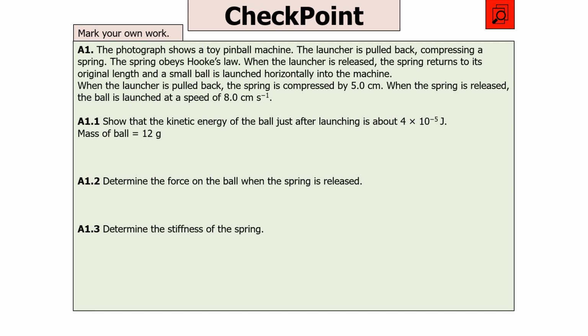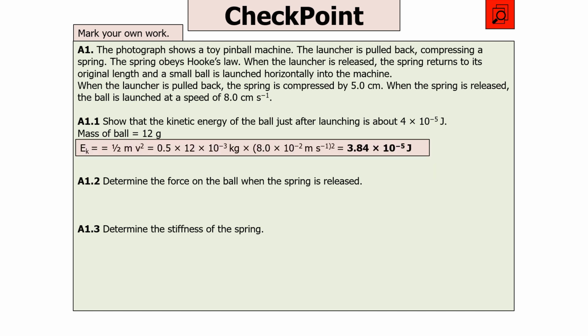Right, in this first one, we know that kinetic energy is equal to a half mv squared. Now you're going to convert your grams into kilograms by multiplying by 10 to the minus 3, and then remember to square the value of the speed, but it's going to be in meters per second. So again, it's 8 times 10 to the minus 2, so we get 3.84 times 10 to the minus 5 joules.